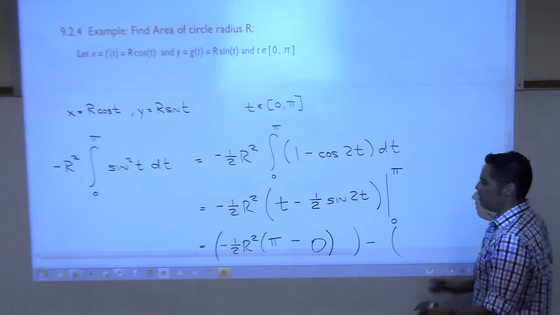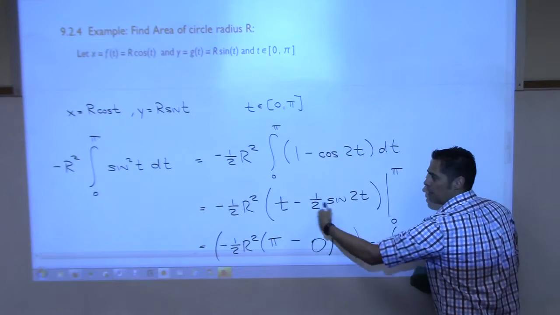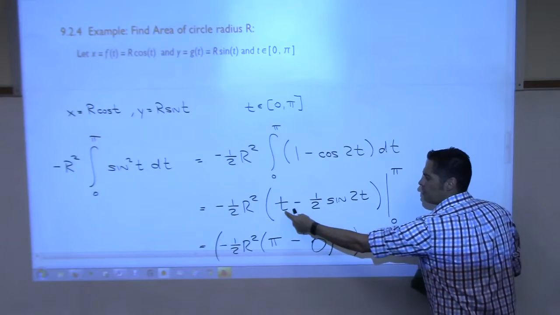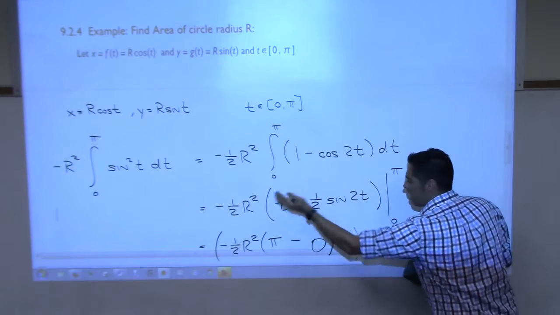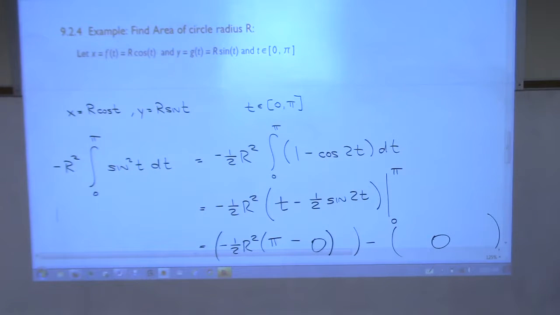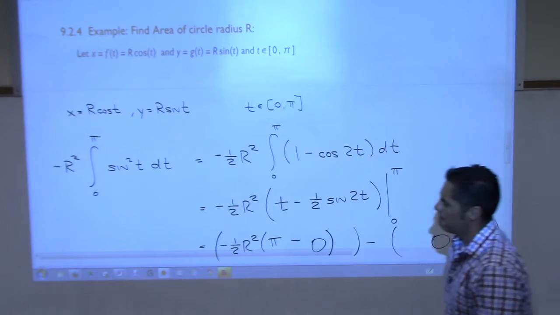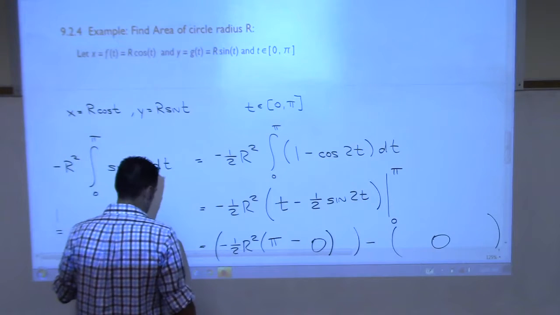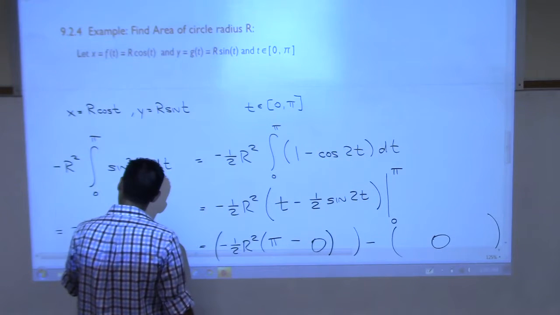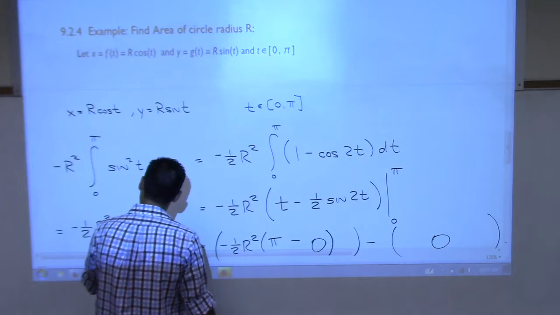And then this one over here, when I plug 0 into all this, what do I get? So 0, and then sine of 0 is 0. So this whole thing is 0 times that. Who cares? It's 0. It's gone. So all I'm left with is what? Negative 1/2 r squared times pi, right?